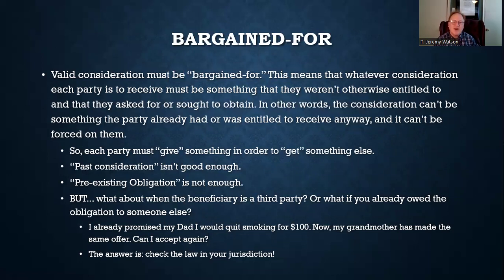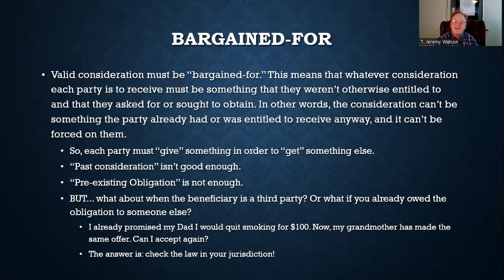It means that whatever consideration each party is to receive, whichever consideration each party is to give, it has to be something that, number one, they asked for and sought, and number two, something that they weren't already entitled to get. Okay, if they were already entitled to it, if it already belonged to them, then they're not really bargaining for it. They already have it, right? At the same time, you can't just give them whatever you want. You have to give them what you agreed to in the first place. You have to give them what they bargained for, what they contracted for, okay?